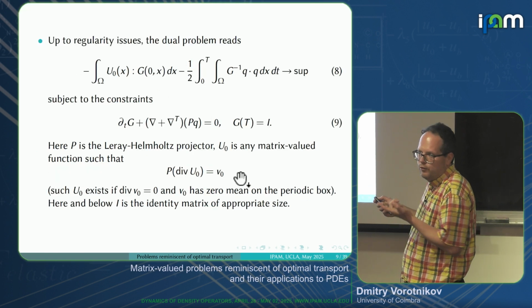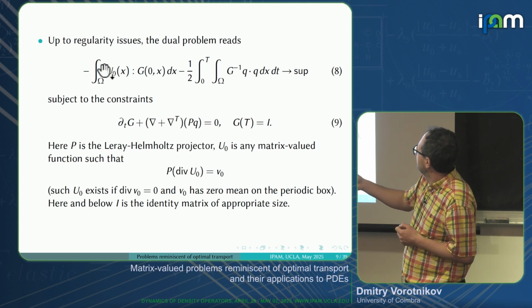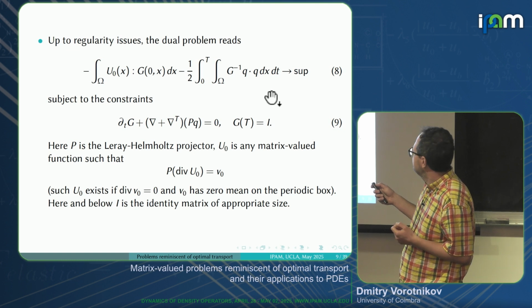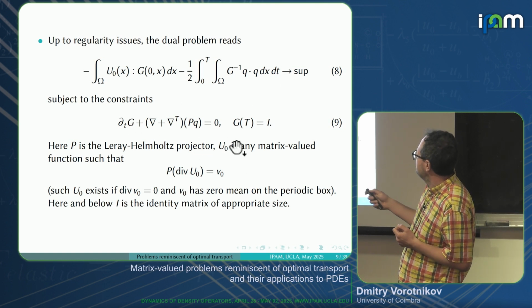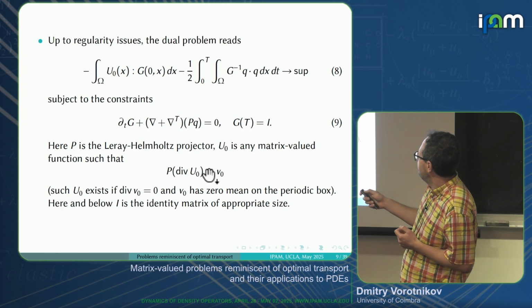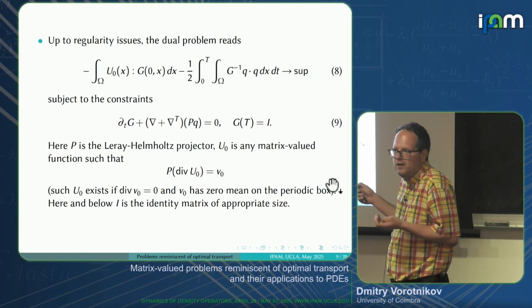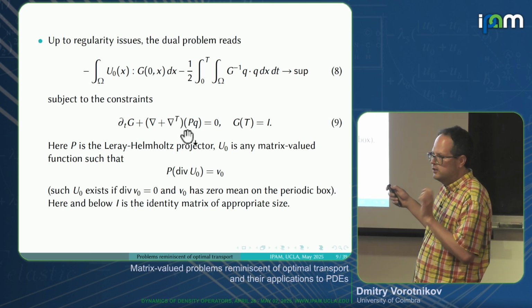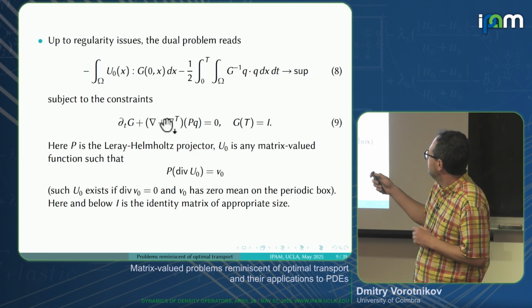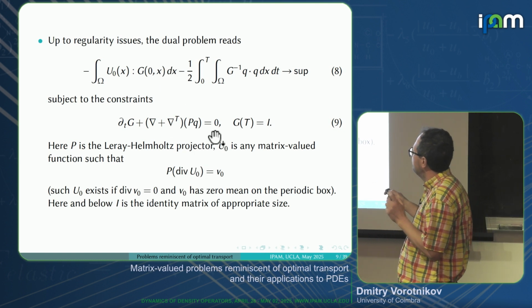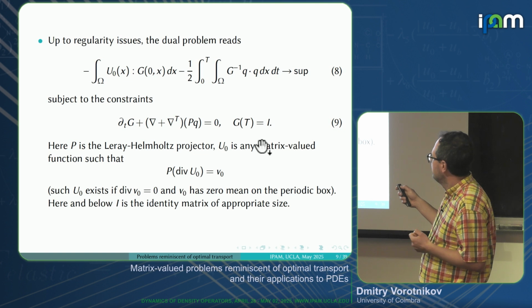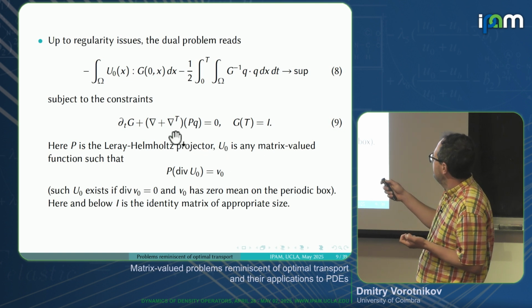And so you can also write the dual problem. The dual problem looks like this. Note that this is similar to Benamou-Brenier, but now G is a matrix-valued density. So the transport equation now looks like this, where P is of course, you have to have some Leray projection because you are studying fluid dynamics now. So P is the projection to divergence-free fields. Well, this is formal, but can be made rigorous. And the final density is just the identity matrix. But the initial one you don't know, because this is like ballistic.